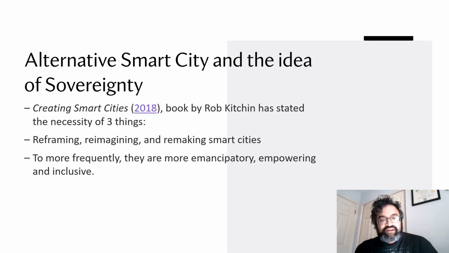So again, how do we empower ourselves to use technology in a way that is more equitable? Creating smart cities is a book by Rob Kitchin. It states the necessity of three things: reframing, reimagining, and remaking smart cities to be more emancipatory, empowering, and inclusive.